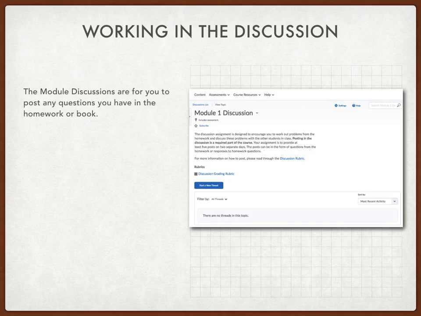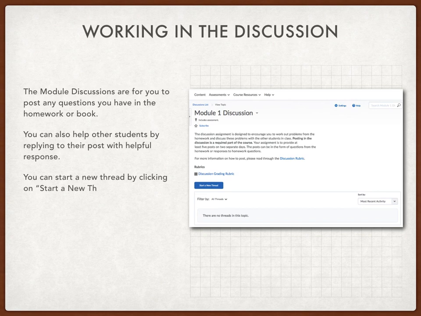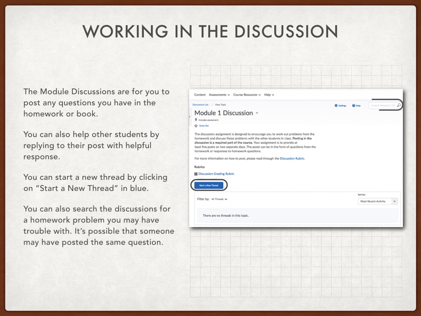The module discussions are for you to post any questions you have in the homework or book. You can also help other students by replying to their post with a helpful response. You can start a new thread by clicking on Start a New Thread in blue. You can also search the discussion for a homework problem you may have trouble with. It's possible that someone may have posted the same question already.